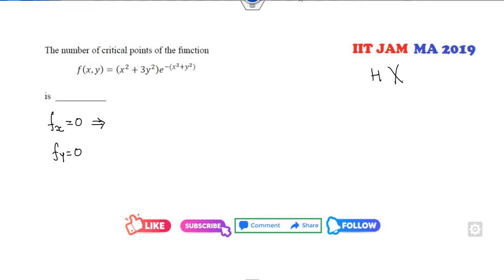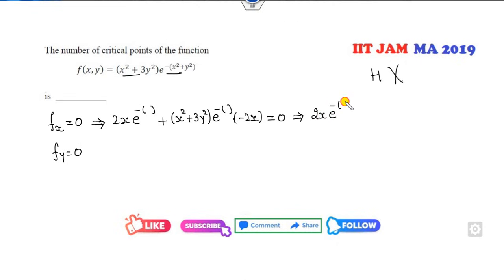What is the first derivative of this? I have to apply the uv rule. So the first function is 2x e raised to power this function, plus x square plus 3y square e raised to power minus of this into minus 2x. It should be 0. So I can take 2x common, e raised to power this value is common. So inside is 1 minus x square minus 3y square is 0.